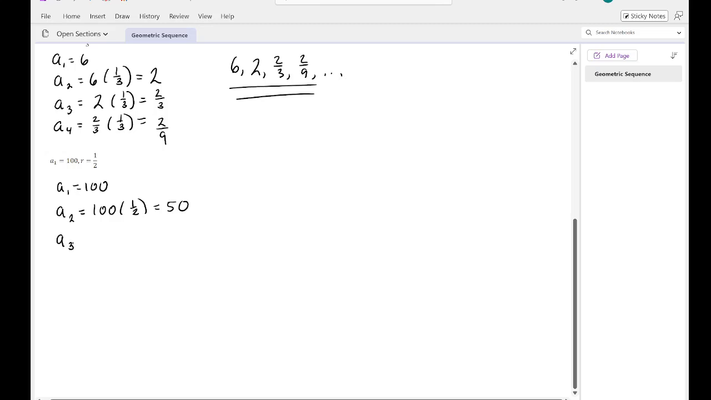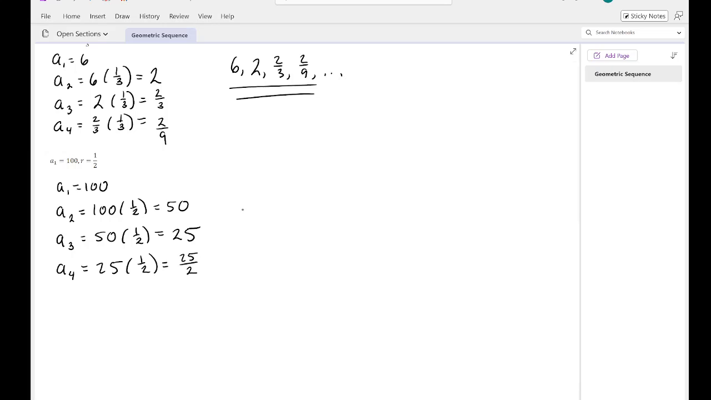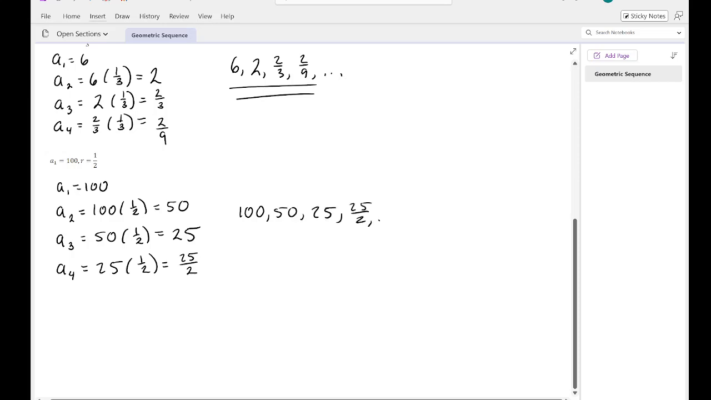Use that for the third term. We're going to have 50 times 1/2. So half of that is 25. And then finally our fourth term, 25 times 1/2. Half of that is not going to be a nice number, and I'm just going to leave it as a fraction. So I'm going to get 25 halves, or 12.5 if you look at it as a decimal. In any case, the first four terms here are 100, 50, 25, and 25 halves for this question.